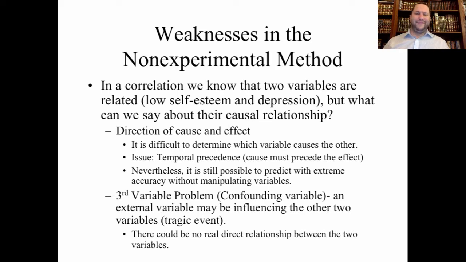So we talked about this with Cook and Campbell, the concept of in order for a cause to be a cause, you must have temporal precedence, right? The cause must always precede the effect. But especially in the case of experiments, it's possible that A could lead to B, B could lead to A, right? For example, it's possible that low self-esteem leads to depression, but it's also possible that depression could lead to low self-esteem. And then confounding variables, tragedies or trauma, things like that could lead to both low self-esteem and depression.